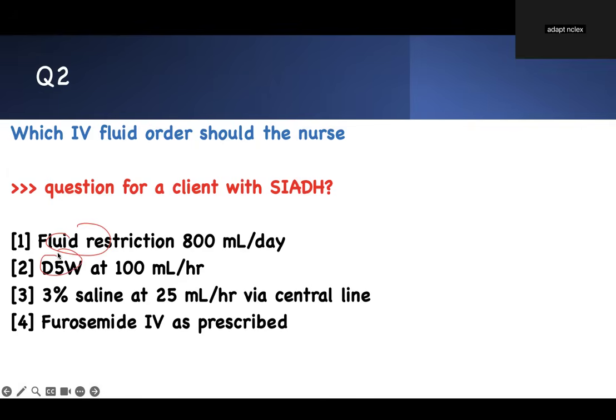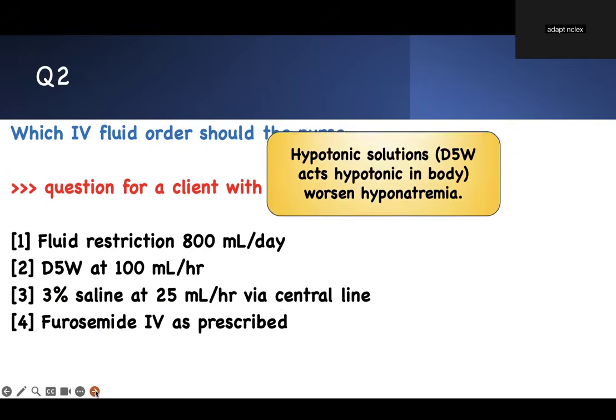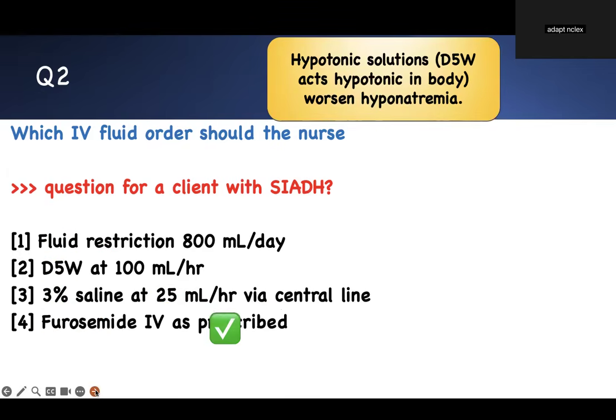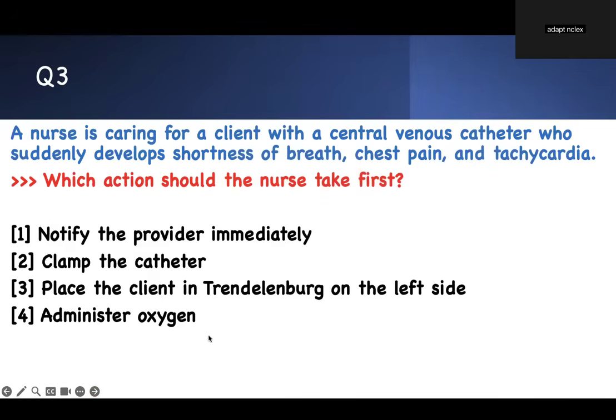D5W, what do you think? 3% saline is going to increase your sodium. I need my sodium to go up. The 25 ml is good. You shouldn't run it too fast, so don't get confused. You've got to run it slowly. Furosemide will get rid of the free water. And therefore, what do you think? D5W, if I give it to you, I'm going to dilute more of your sodium. The answer to this question is number 2, and that is the concept. Avoid hypotonic fluids in this case.